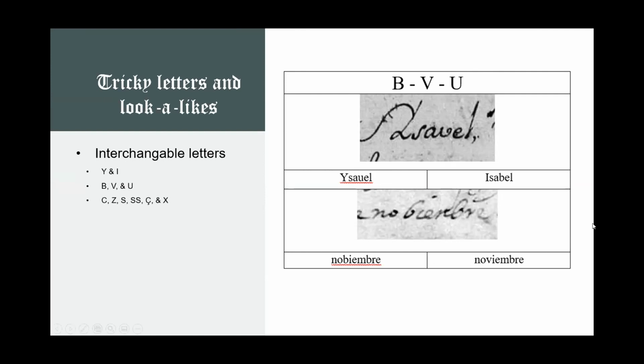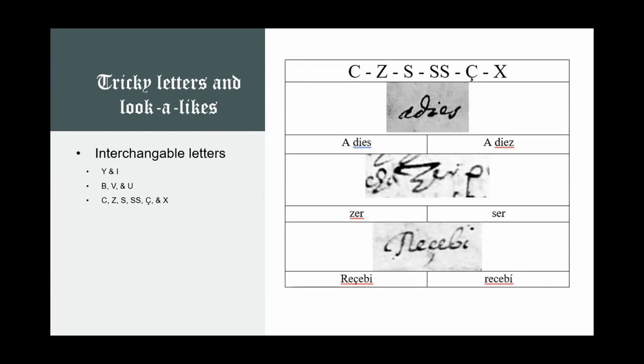So after B, V, and U, we have C, Z, S, double S, Cedilla, and X. Now, the reason why these letters are interchangeable is because there used to be many more fricative sounds, which are what these sounds are. But as Spanish evolved, they dropped a lot of those sounds and it became much more simplified, but the style of writing hadn't caught up. So that's why, for example, we see these examples.